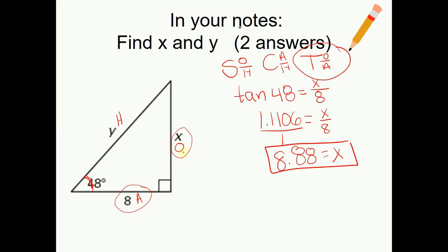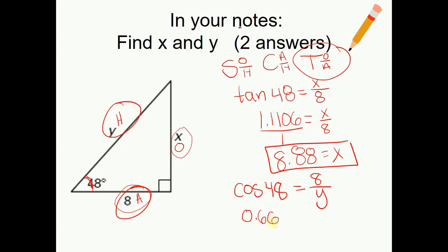So now instead of using our O and our A, let's use our A and our H. Which one of our trig ratios is going to get us the answer? Well, we can't use the O over the H. Let's use the A over the H. So cosine. So cosine of 48 has got to equal 8, my A, over my H, which is y. So I need cosine of 48, which my calculator tells me is 0.6691. That's 8 over y.